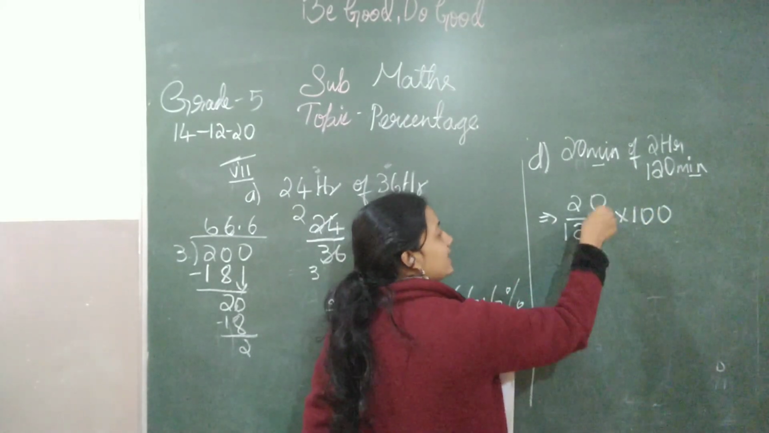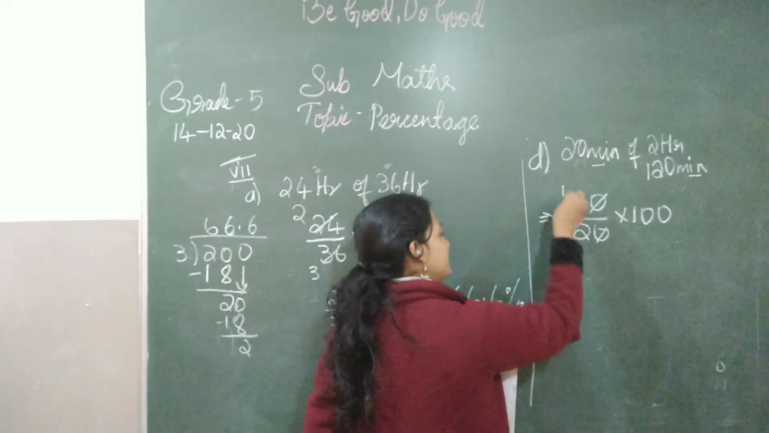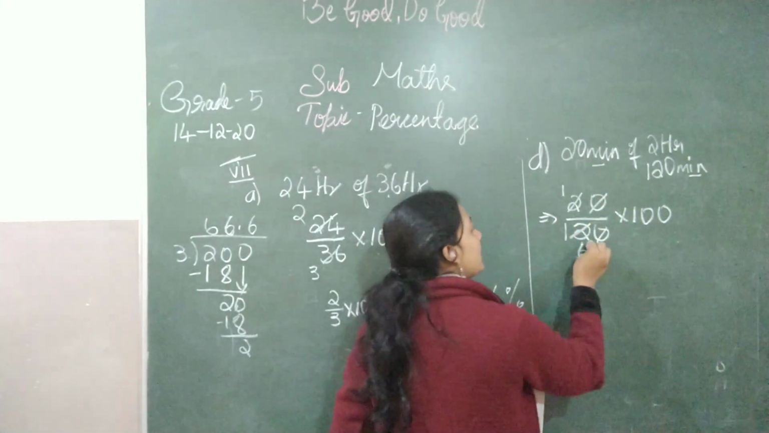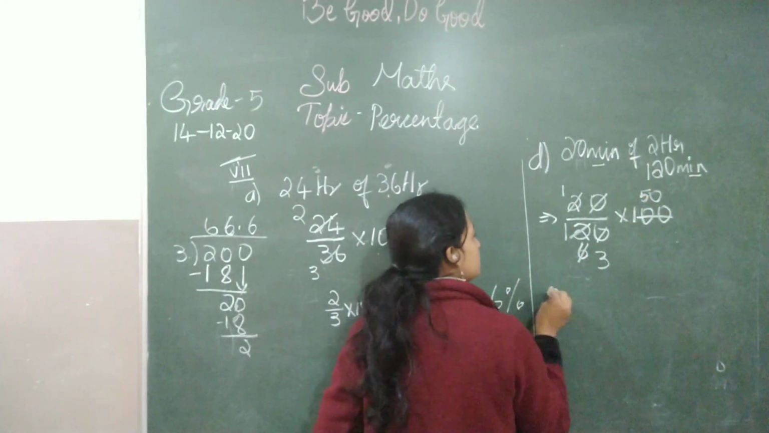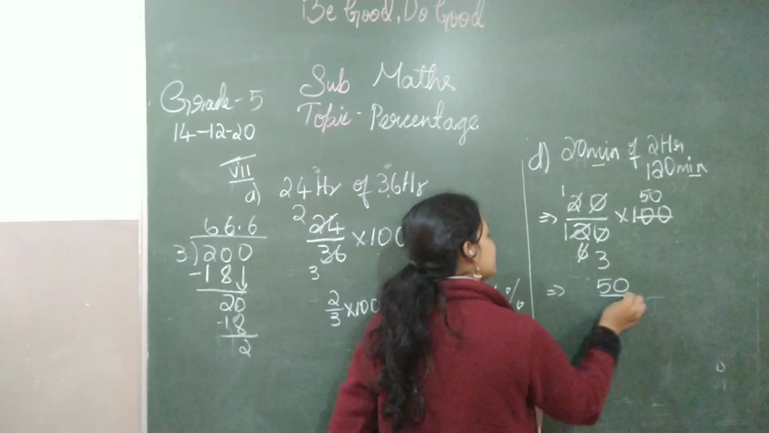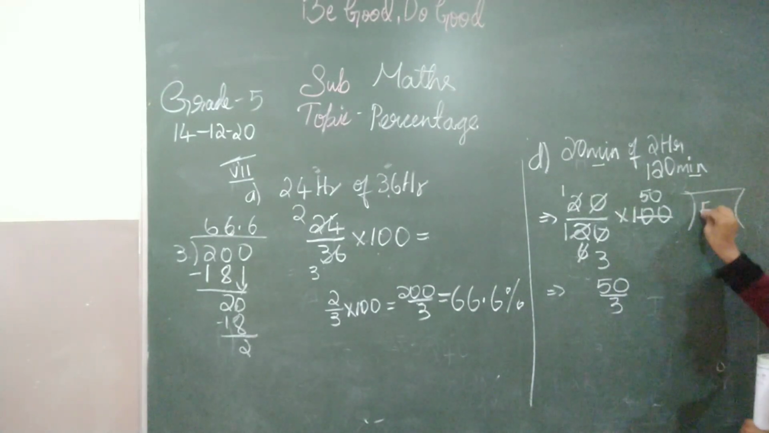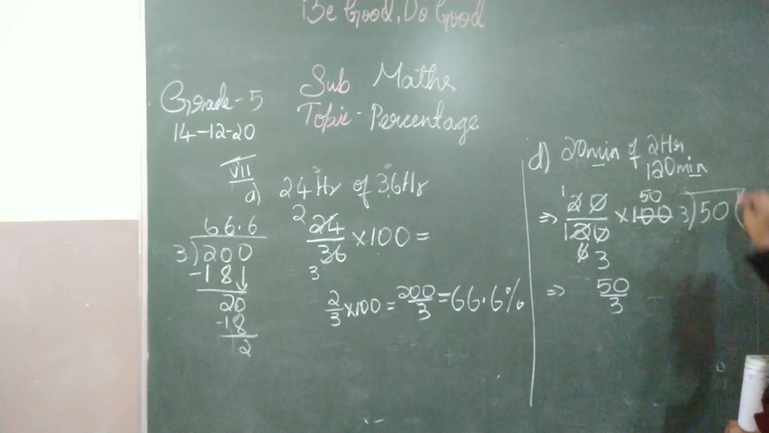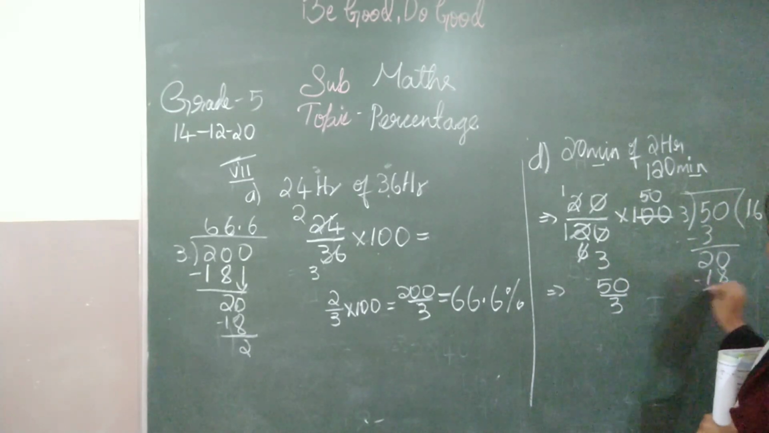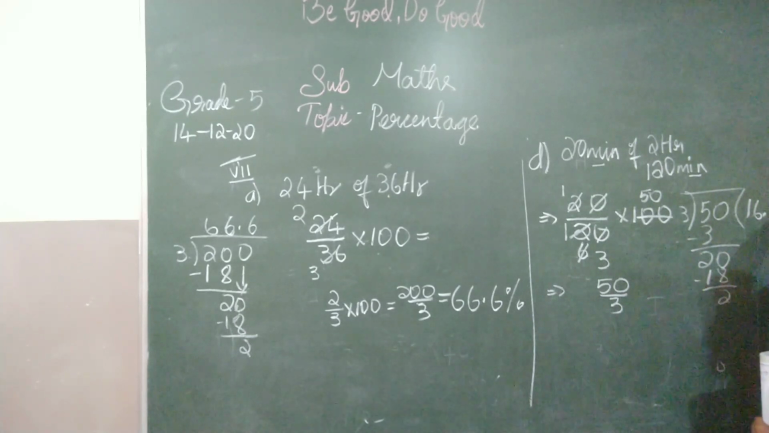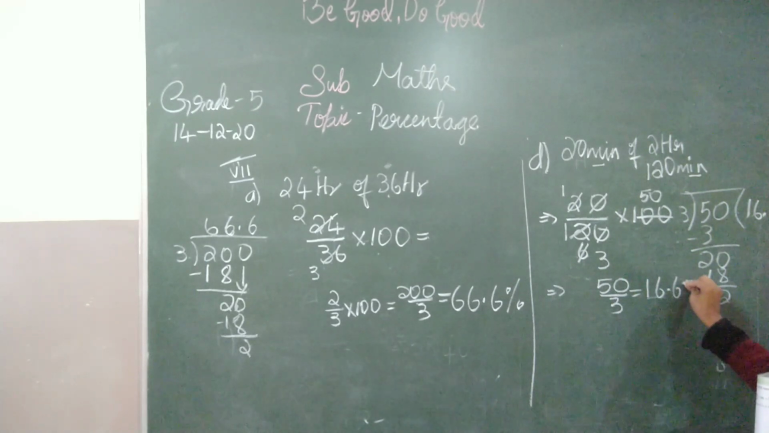So let's cancel them. 2 1s are 2, 2 6s are 12. I can write it as 2 3s are 6, 2 50s are 100. So my answer would be 50 by 3. So divide 50 by 3 and what is the answer you get? 3 1s are 3. 3 6s are 18. 0.666, it goes on continuing. So the answer for this is 16.6%.